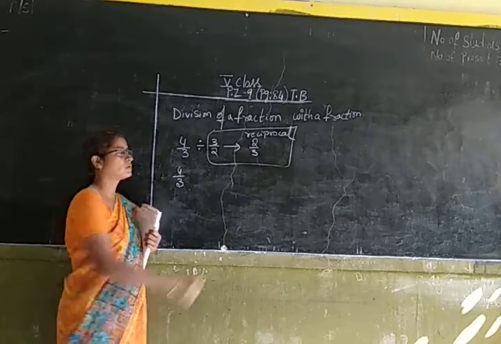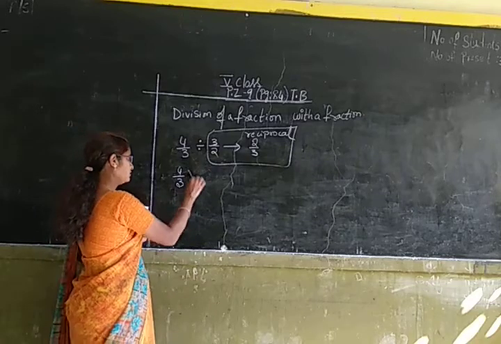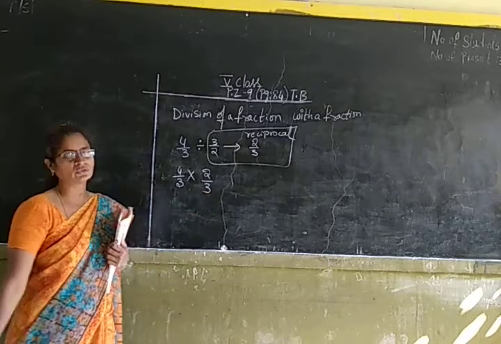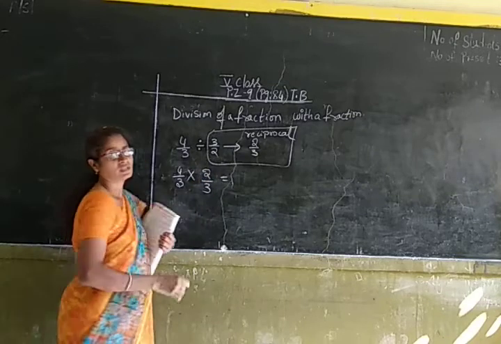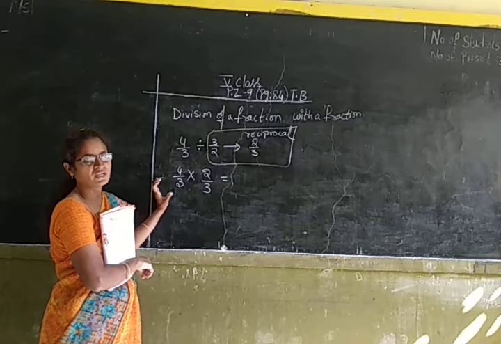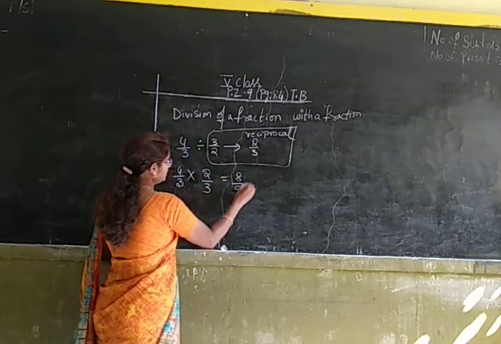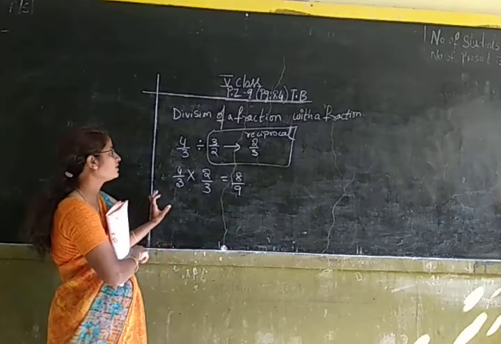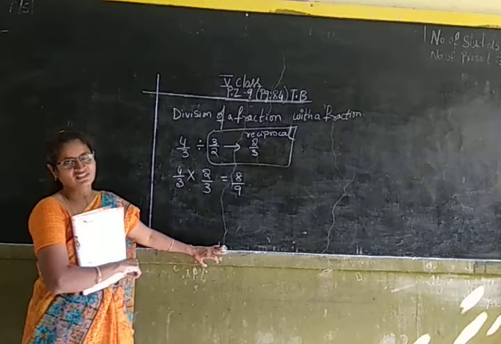After writing the reciprocal of the second fraction, I will multiply the reciprocal with the first fraction. 4 by 3 into 2 by 3. Here it is not possible to reduce this fraction, so I am going to multiply the fractions. 4 2s are 8, 3 3s are 9. Okay children, this is the way of dividing a fraction with a fraction.